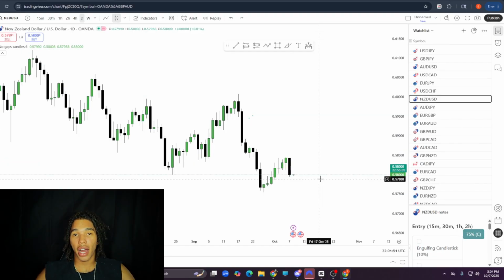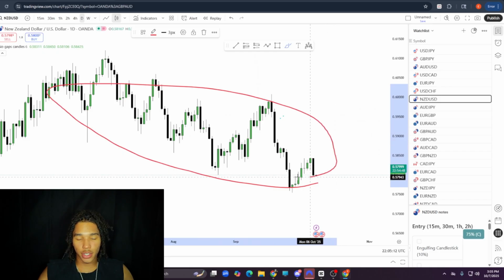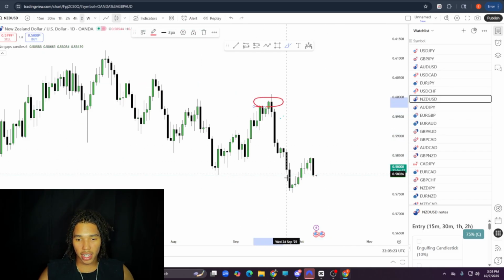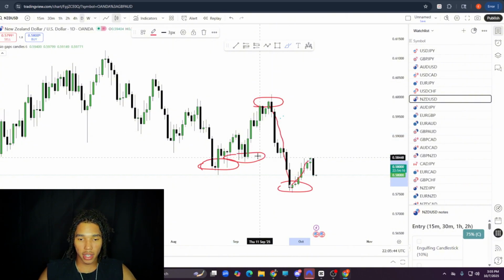So everything starts from the higher time frames like the weekly and the daily. Those are the only two time frames I'm going to be looking at for areas of interest. I'm not paying attention to any of this noise here. I'm just identifying clean support and resistance levels, everything where price is visibly respecting and rejecting.